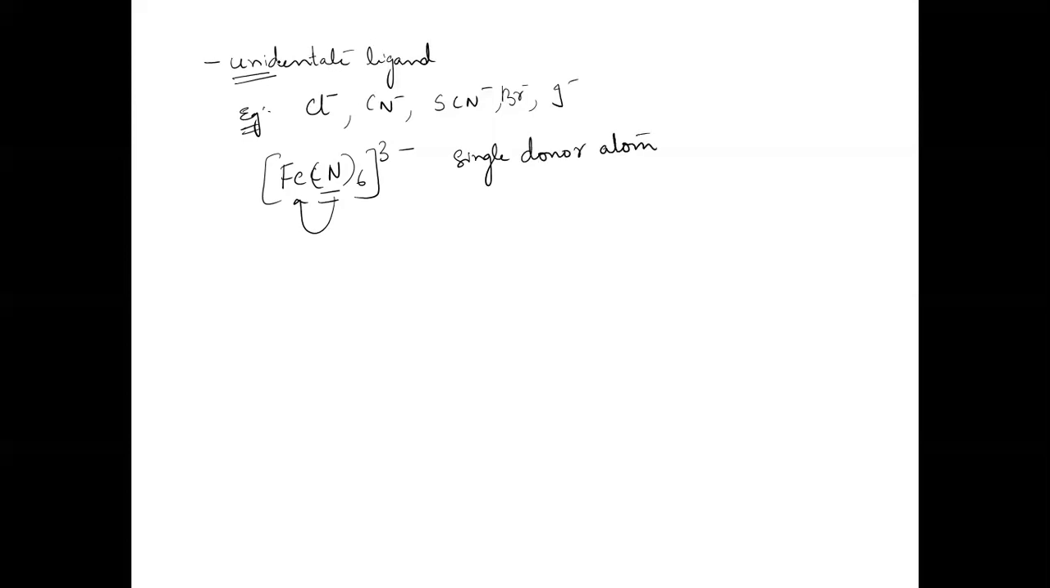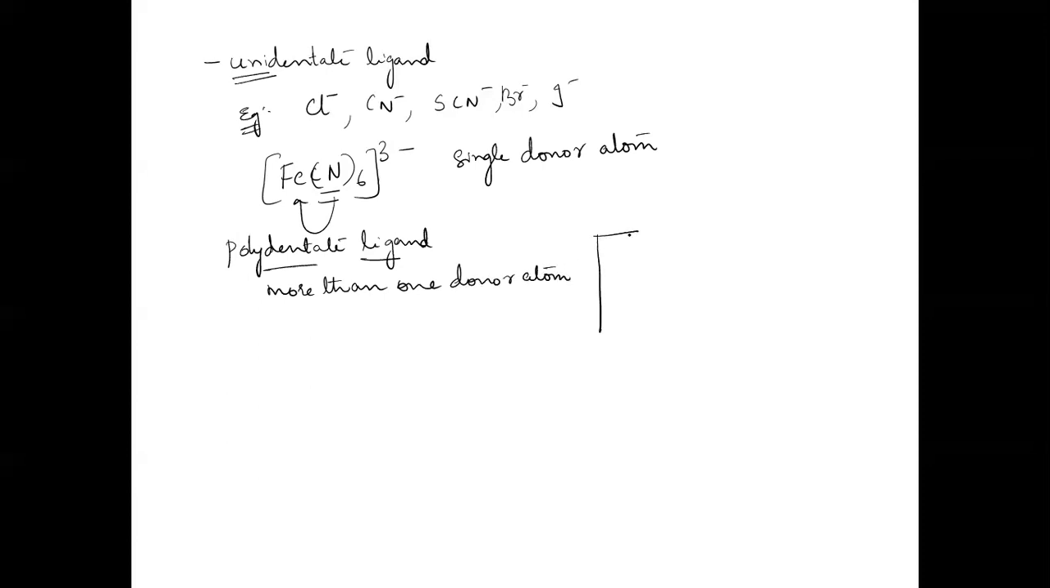And the next one is, a ligand can be unidentate or polydentate. Polydentate means it has more than one donor atom. So for example, it can be bidentate or didentate, tridentate, tetradentate, pentadentate, hexadentate.